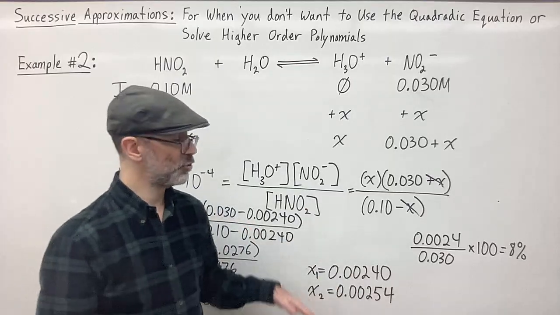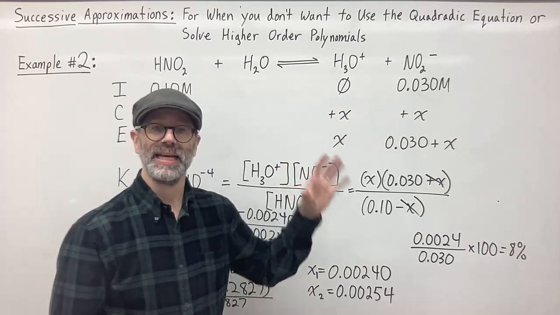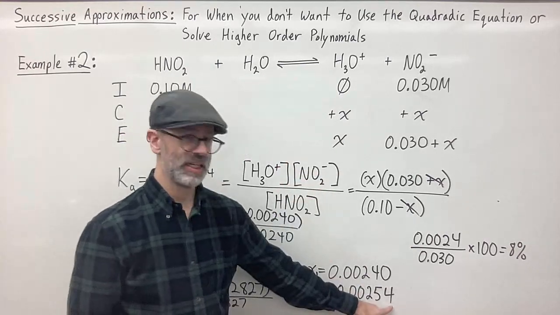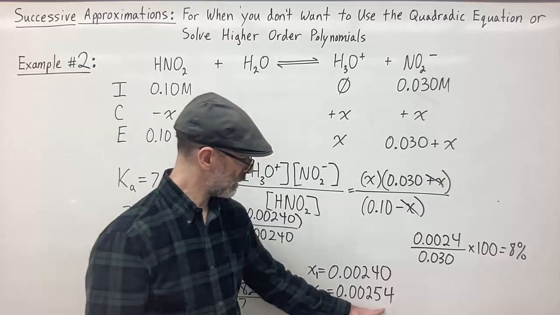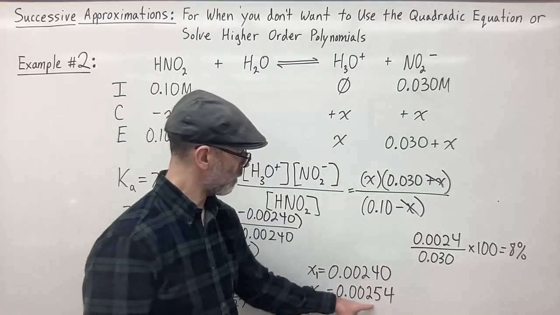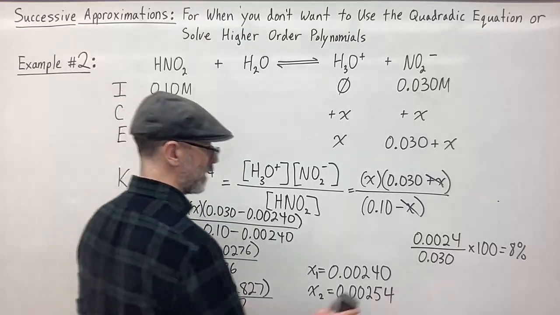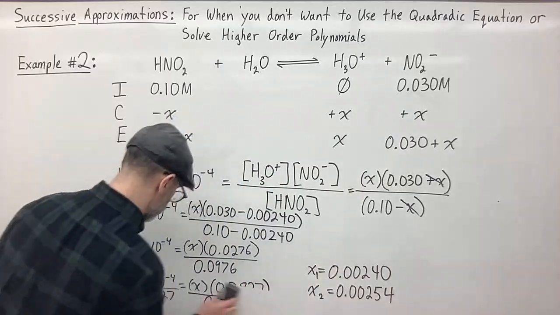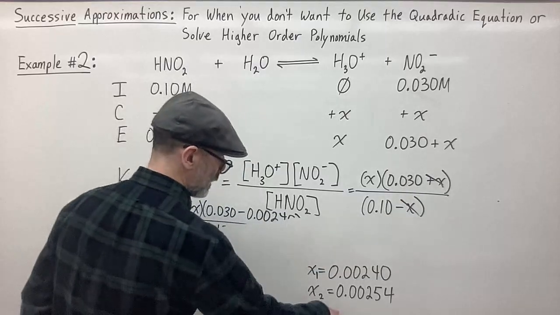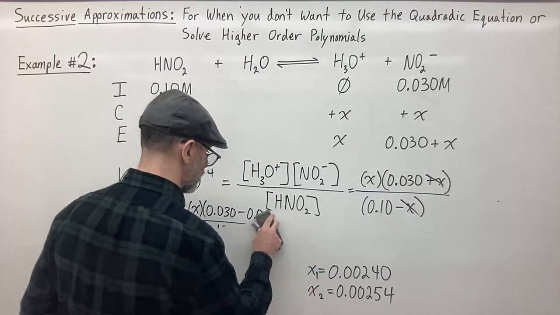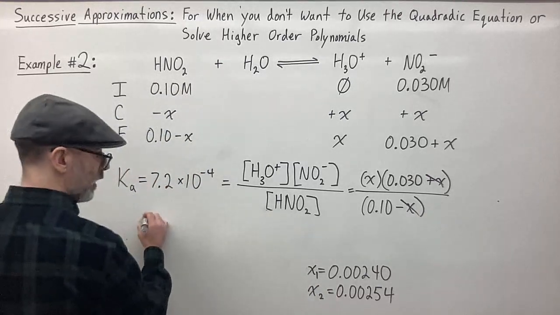So remember, I'm going to do this until I get two of the same values again in a row. And notice I'm keeping an extra digit here in order to avoid any rounding errors or anything like that. So here, if I'm going to do it again, I'm looking to get that number again. So let's go ahead and do the third iteration. So again, I'm going to take this and I'm going to add my second x value in and do the same calculation again.